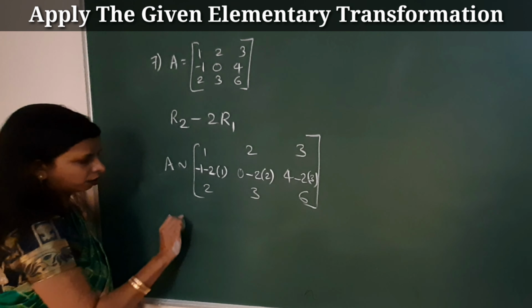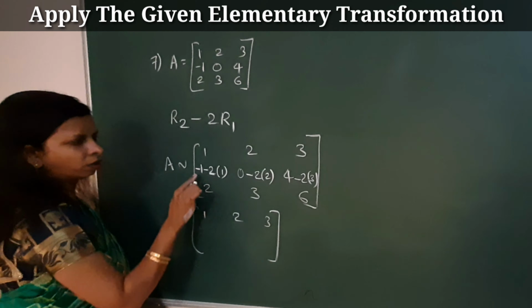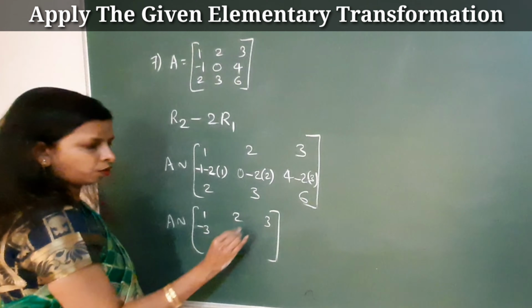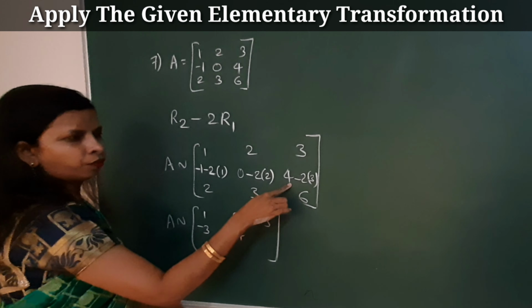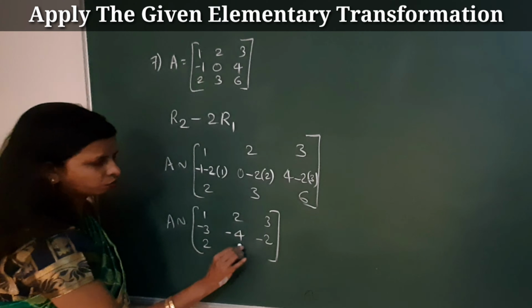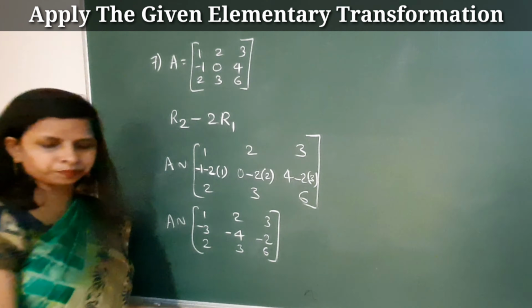So my A is equivalent to 1, 2, 3. Solve this. Minus 1 minus 2 is minus 3. 0 minus 4 will give you minus 4. 4 minus 6 is minus 2. And 2, 3, 6. Understood?